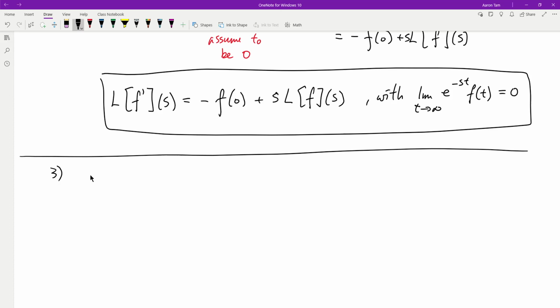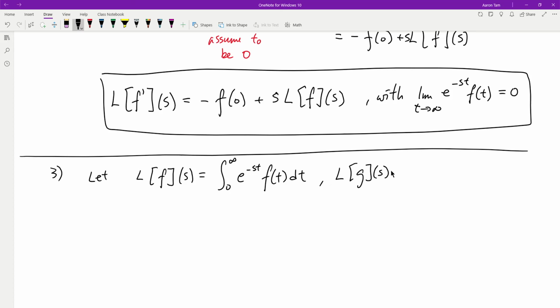And that's the following. Let's say the Laplace transform of f, as a function of s, is equal to the integral from 0 to infinity of e to the negative st times f of t dt. So that's the Laplace transform for f. And let's say we have a second Laplace transform for the function g. That's equal to basically the same exact improper integral, except we have g in front.